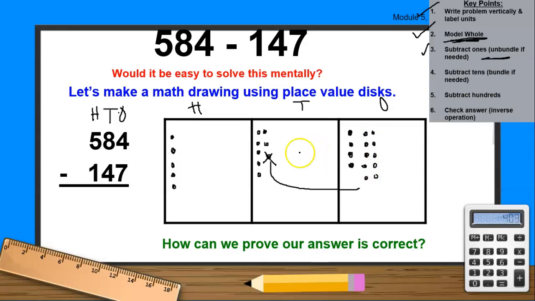So remember, as we change the model, we change the vertical form. Look over here. I come to my vertical form. I no longer have 8 tens. I have 7 tens. 1, 2, 3, 4, 5, 6, 7 tens. I no longer have 4 ones. Now I have 14 ones. Watch. 4 plus 10 makes 14, boys and girls.